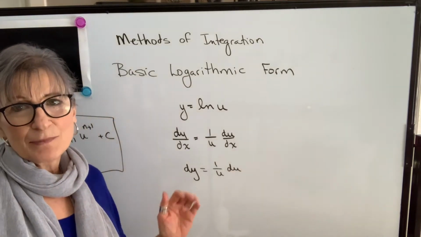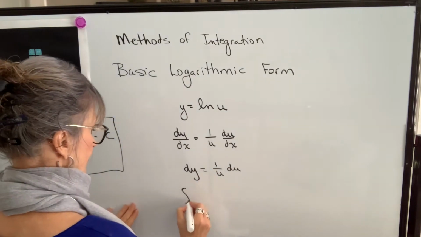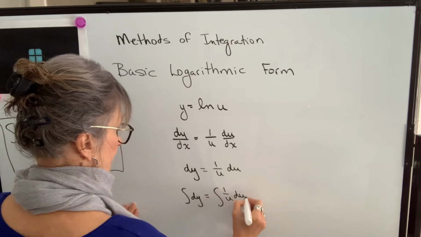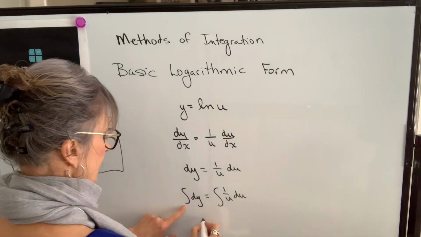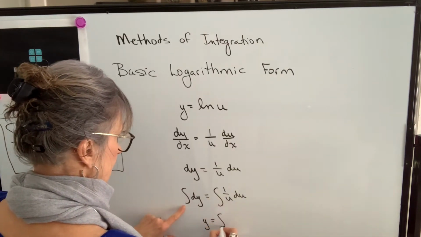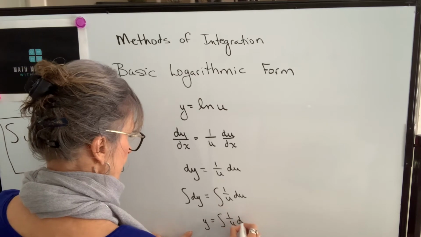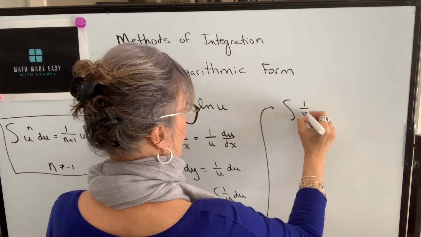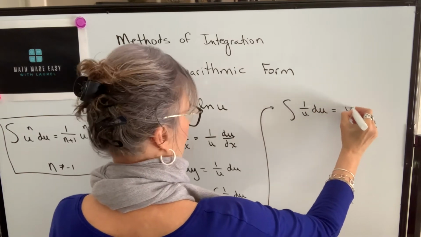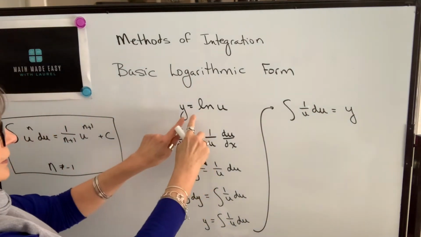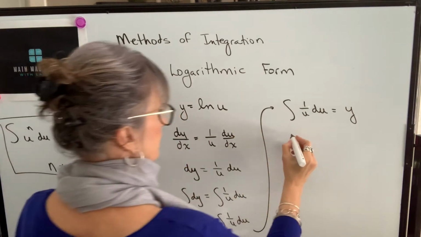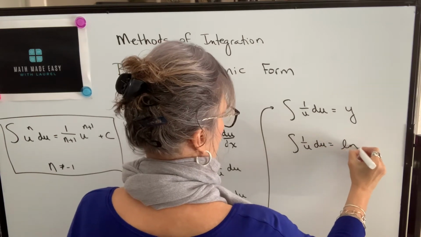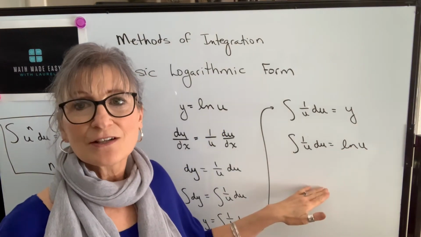Now what I'm going to do is integrate both sides. So the integral of dy will be the integral of 1 over u du, and the integral of dy is simply y. So y is equal to the integral of 1 over u du. I'm just going to rewrite that as the integral of 1 over u du is equal to y. Remember what y is equal to? It's equal to the natural log of u. So this gives us our basic logarithmic formula.